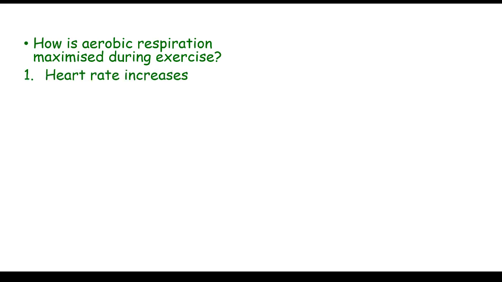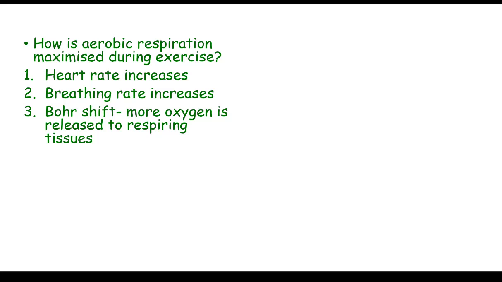Firstly, their heart rate will increase. So imagine you were going for a run. You would basically want more blood containing oxygen and glucose going to your muscles so that you could respire aerobically for as long as possible, because it releases lots of energy. So your heart rate increases. Your breathing rate also increases. So that removes the carbon dioxide in your lungs and brings in more air which has a higher percentage of oxygen.